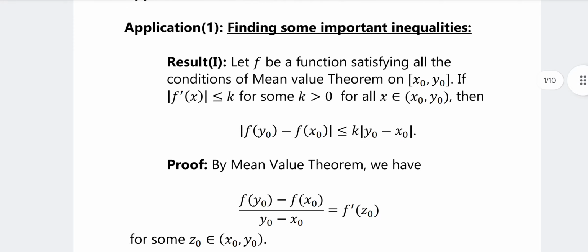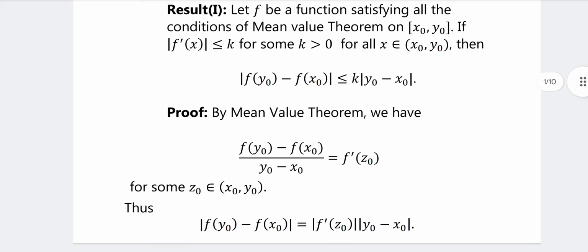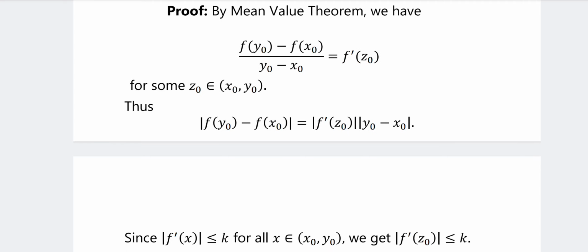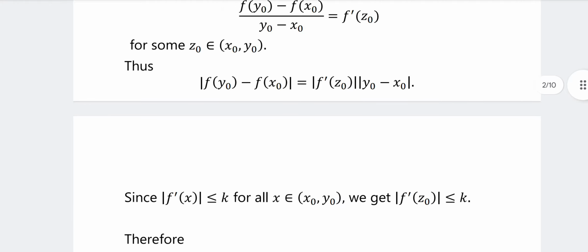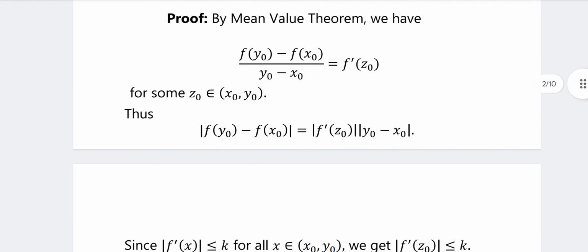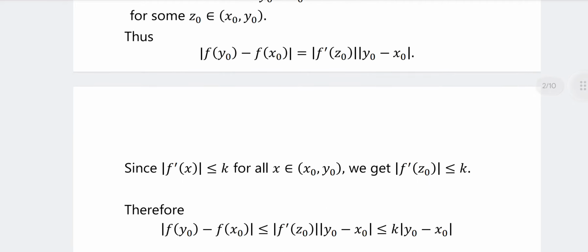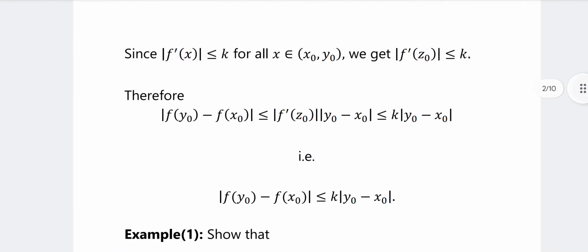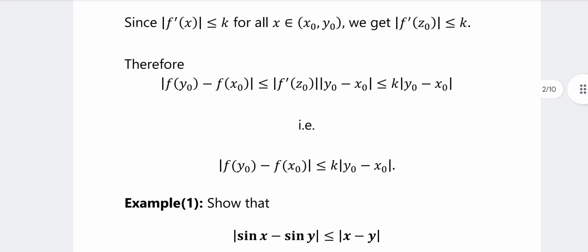We will apply the mean value theorem. So there will be a z naught between x naught and y naught. I can multiply both sides by y naught minus x naught, so I will get this. Now I can take the absolute value on both sides, it means I can take the mod of both sides. I know that the derivative is bounded by k, so the absolute value of f dash z naught will also be less than or equal to k, so I will put this value. So k dominates the derivative of f. I put the value of this and my result is proved.